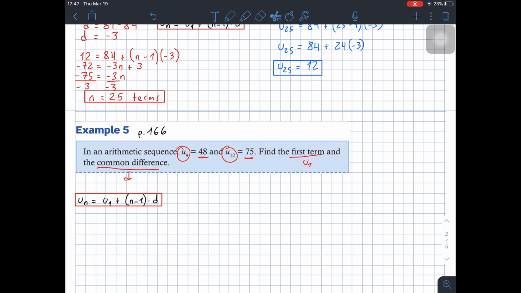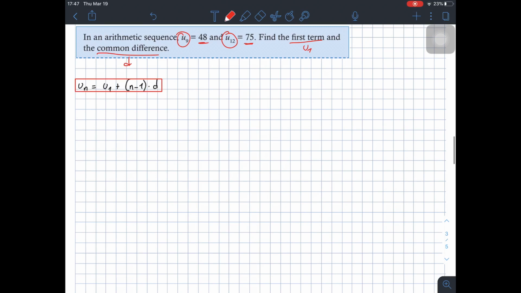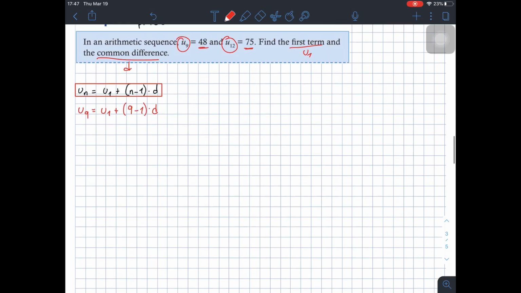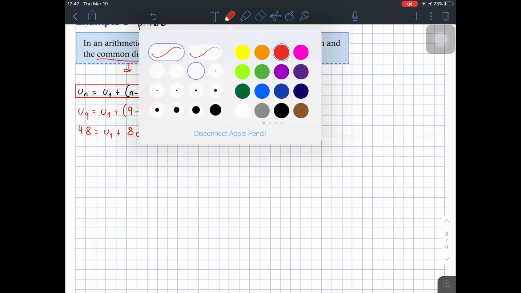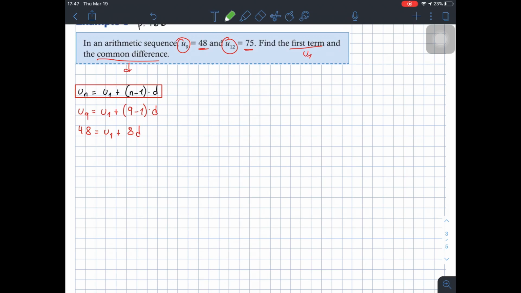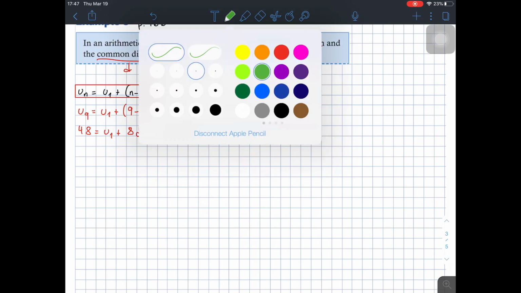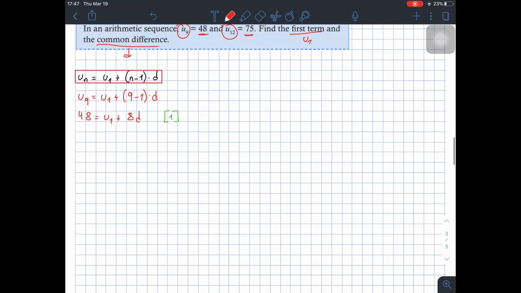This is a general formula for the nth term. So we could say, for example, that U9 equals U1 plus 9 minus 1 times the common difference. We don't know U1, we don't know D, but we know that U9 is 48, okay? So this is U1 plus 8D. And this would be our first equation number 1.